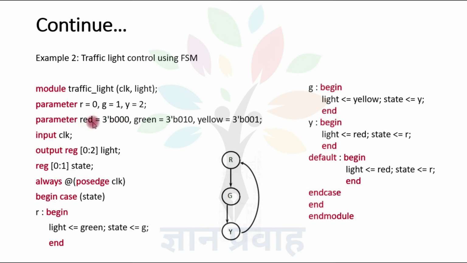So here we are defining the red light as binary combination 100, green light as binary combination 010, and yellow light as combination 001. There are three states, so we require two flip-flops. Red is equivalent to the 00 combination, green is equivalent to 01, and yellow is equivalent to 10. In decimal, red is 0, green is 1, yellow is 2. So we are defining these constant values here: red 0, green 1, yellow 2.